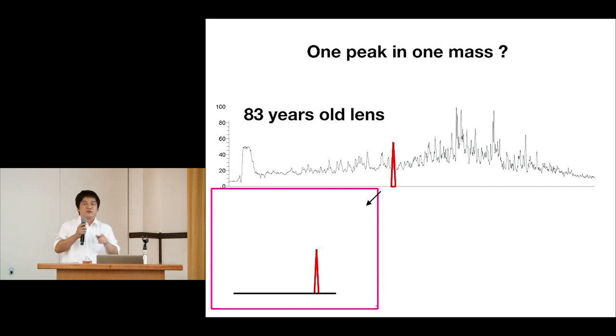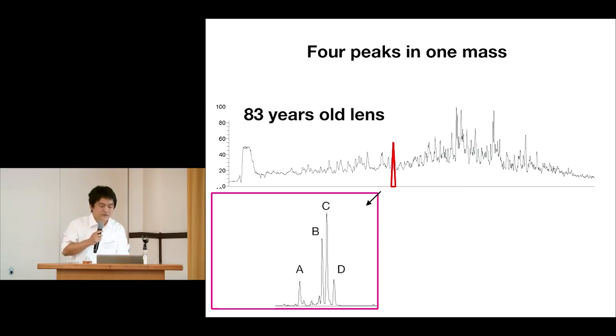But it may be wrong. There must be something in the data set, and we use our method to find it. We found four independent peaks from the one mass. Our hypothesis is true: there is not a single normal aspartate in aged tissue.